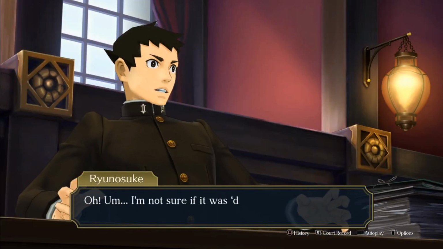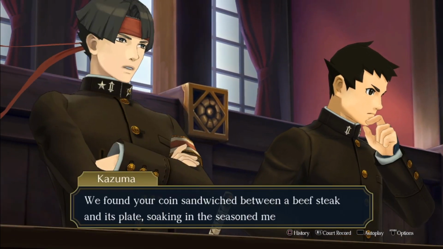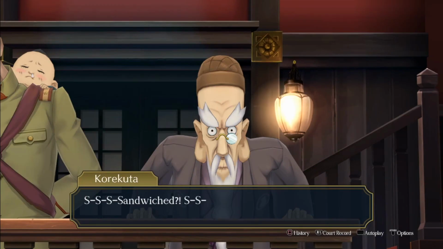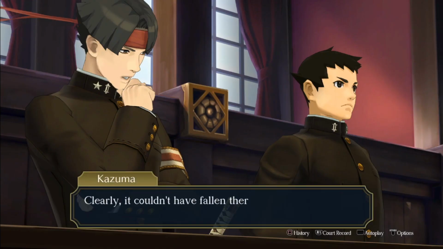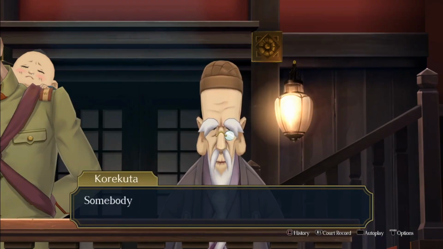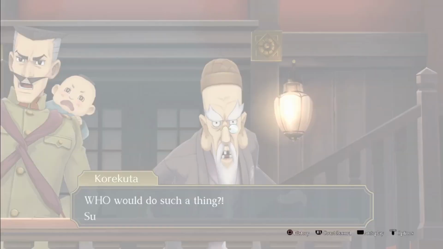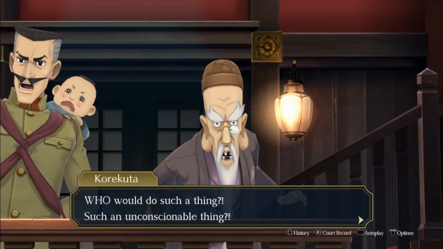Oh, I'm not sure if it was dropped anywhere. It was carefully placed under the beef steak. We found your coin sandwiched between a beef steak and its plate, soaking in the seasoned meat's juices. Sandwiched? Soaking? Seriously? Yep. Clearly, it couldn't have fallen there by accident. Which means somebody must have hidden it there on purpose. Somebody concealed my hoary treasure between a slab of meat and a metal plate. Who would do such a thing, such an unconscionable thing?